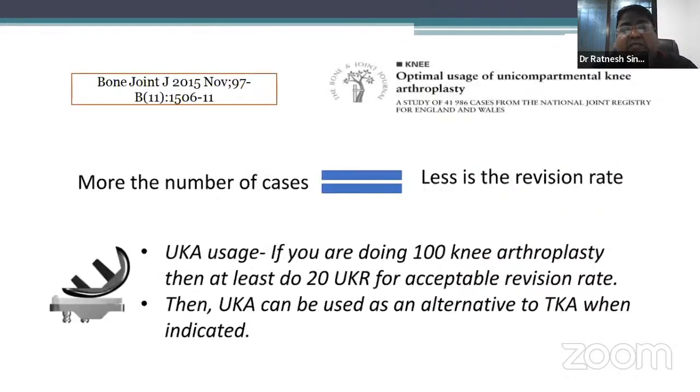This is data published in the Bone and Joint Journal in 2015. According to this data, the more the number of cases, the less the revision rate. So for UKA use, if you are doing 100 knee arthroplasties, at least 20 should be UKR for an acceptable revision rate. Then UKA can be used as an alternative to TKA when indicated. Even in our practice, we see 5 to 10% of cases which could have been done with UKA in place of TKR. Thank you.